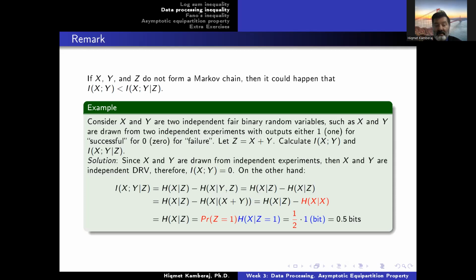Then this is equal to the probability of Z being equal to 1, which is 1/2, times the entropy of X given Z equal to 1, which is 1 bit. Then 1/2 times 1 gives you 0.5 bits, or 1/2 bit, which is greater than 0. All right, so this is the case that we wanted to show.